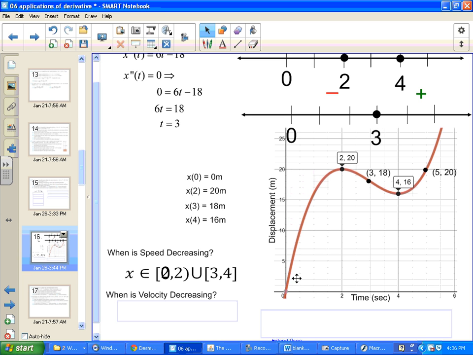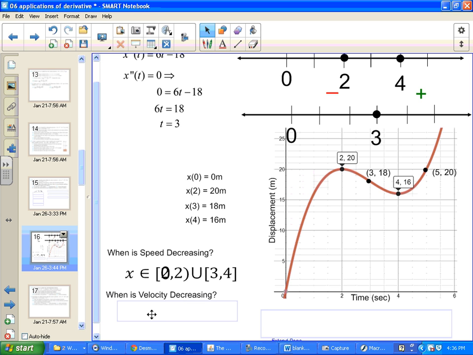So again, if you just look at the graph, what we could see is that the object was slowing down as it moved away from the origin. And here, the object was slowing down as it moved towards the origin. So when we're talking about speed, I don't care whether we're talking about going away or towards. The idea is is it going faster and slower, or slower than faster?